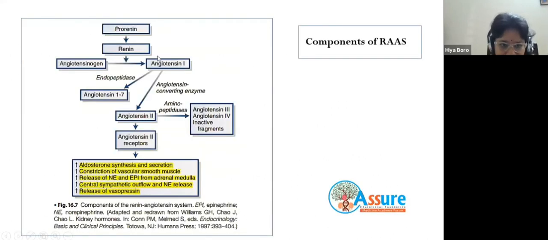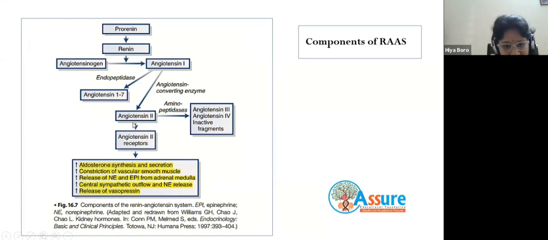So this is the table. This is from Williams, but it can be simplified from Harrison as well. First, prorenin is converted to renin. Renin is an enzyme which is secreted from the juxtaglomerular apparatus of the kidney. Now, renin will act upon angiotensinogen, which is an alpha-2 globulin that is produced from the liver. Then angiotensinogen is converted to angiotensin 1. Angiotensin 1 is then converted to angiotensin 2 with the help of the enzyme angiotensin converting enzyme, ACE.